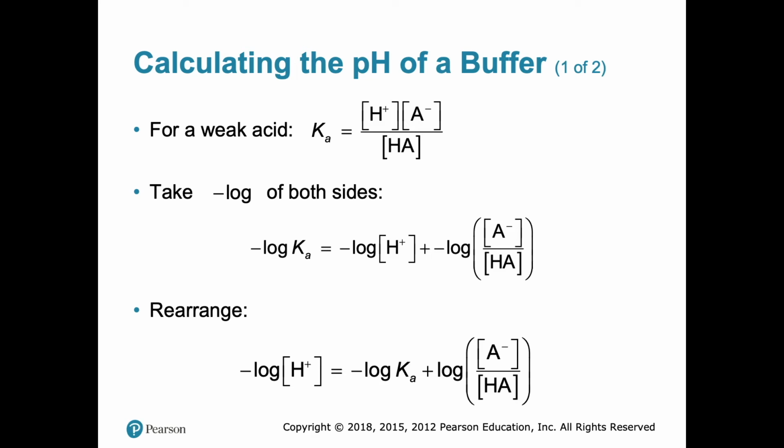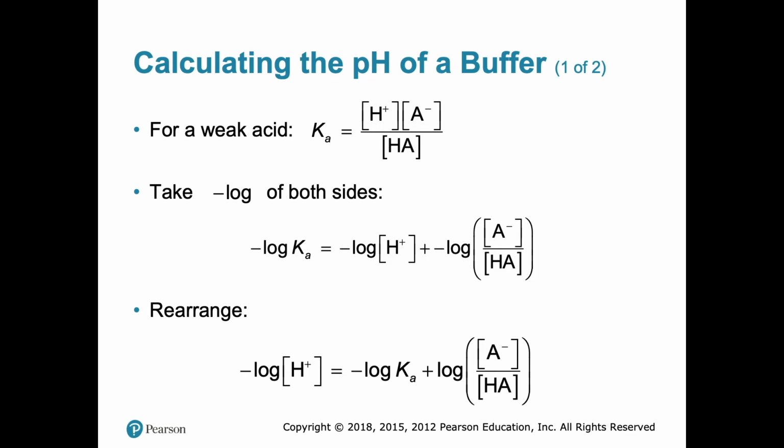Okay. And then you can rearrange the equation so that it says the negative log of the hydronium ion concentration equals the negative log of the Ka plus the log of the conjugate base divided by the acid. Something should already look familiar to you, and it's this right here. What is that? Exactly, that's pH. So all you need to do is plug in the Ka, plug in the concentration of the conjugate base, plug in the original concentration of the acid, and you get pH, okay?